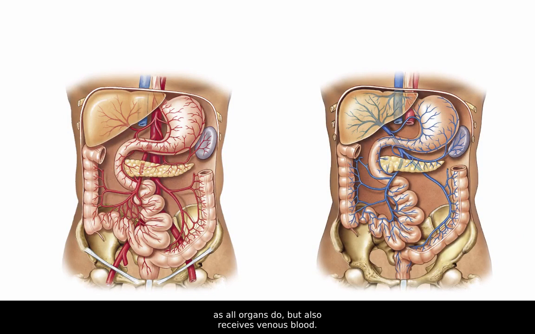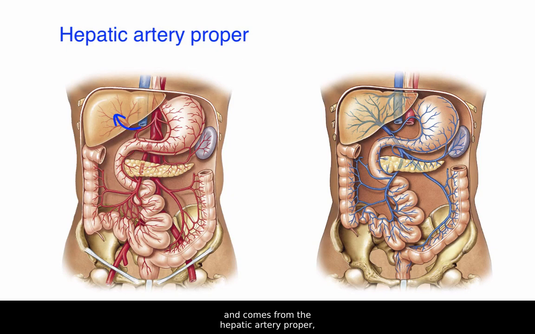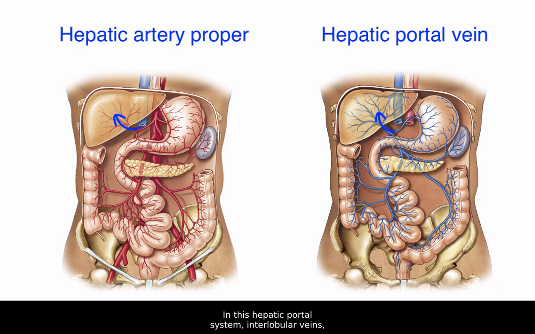venous blood. About 1/3 of the blood entering the liver is arterial and comes from the hepatic artery proper, while the rest is venous blood from the hepatic portal vein. In this hepatic portal system, interlobular veins, branches of the hepatic portal vein, receive blood from the abdominal digestive viscera and deliver it to the liver.